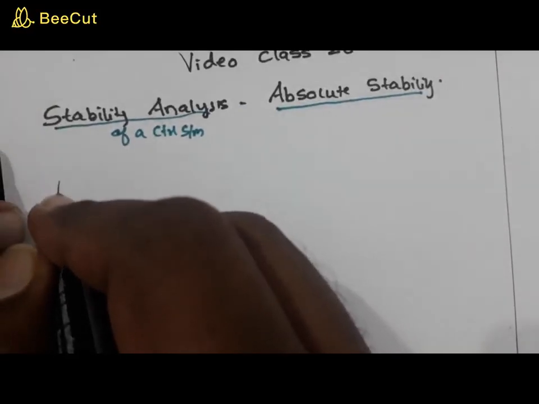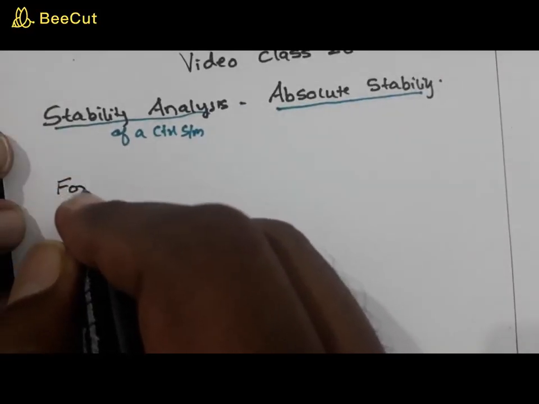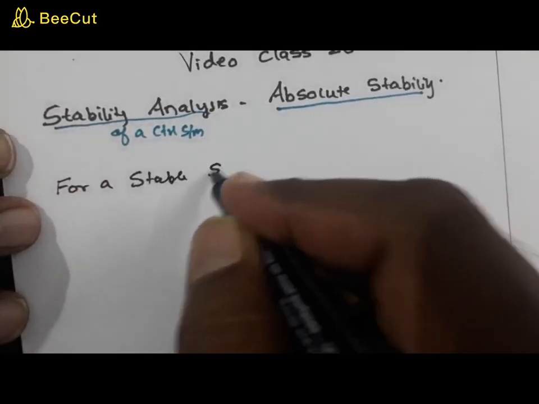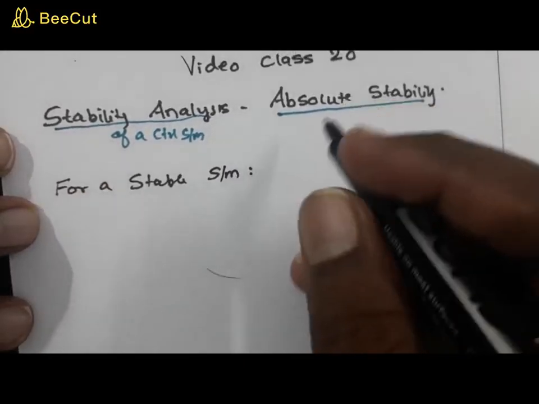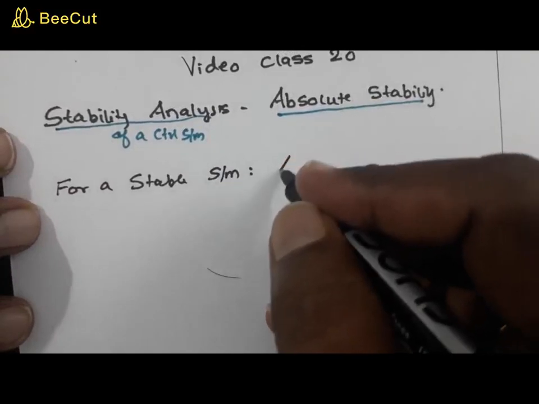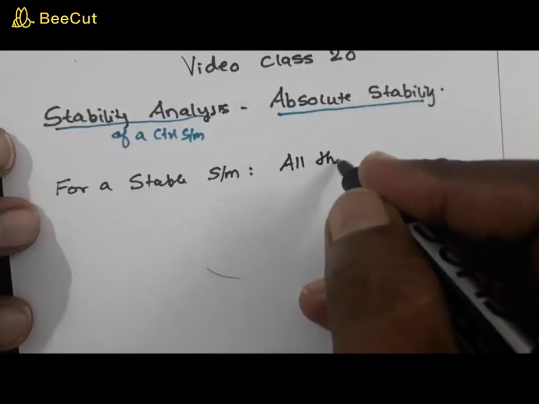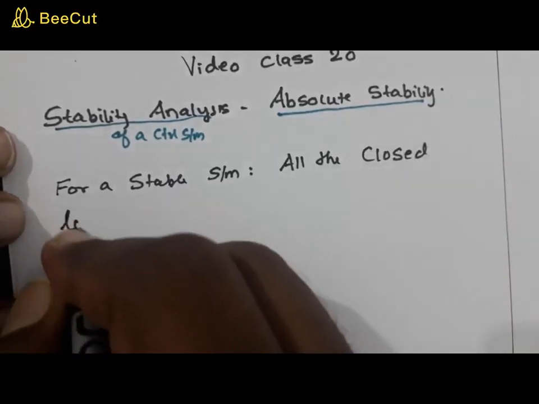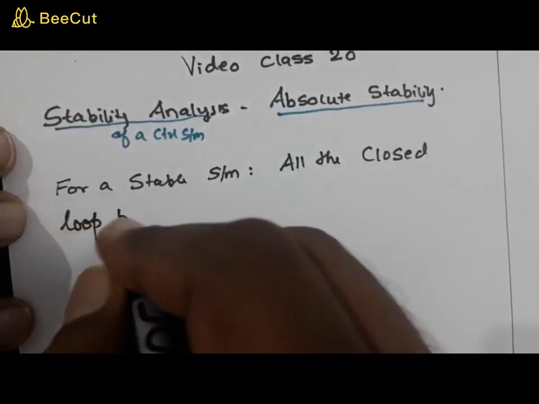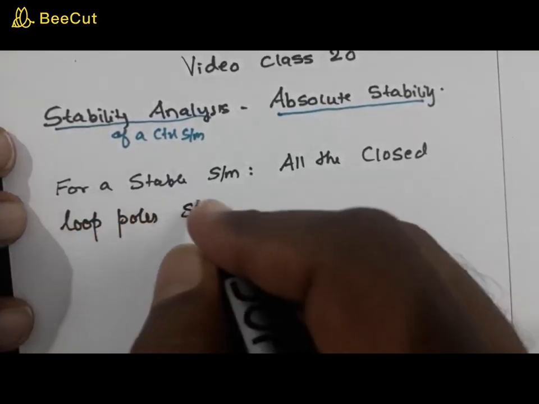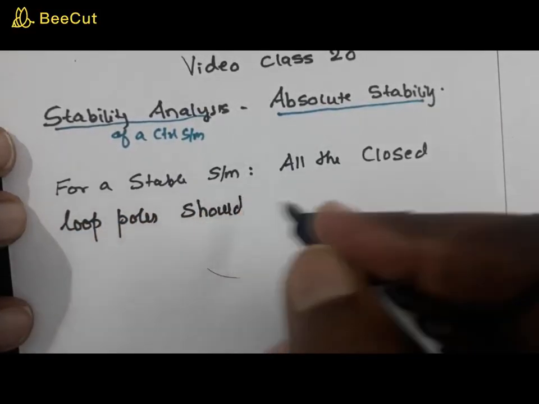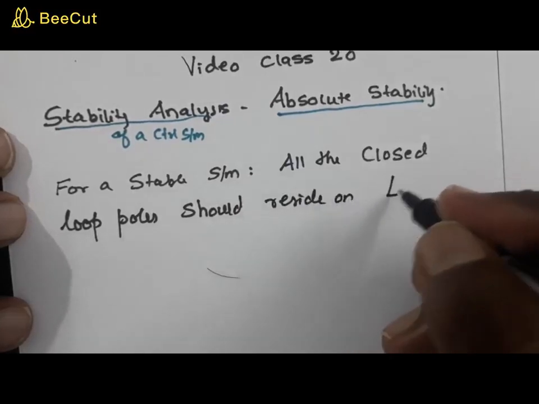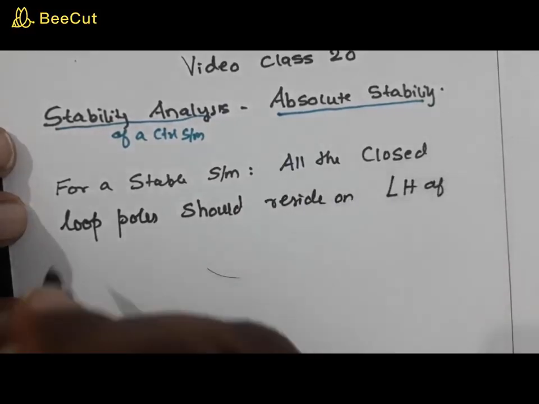Now I'm going to write a statement for a stable system. The necessary and sufficient condition is that all the closed loop poles should reside on the left half of the S-plane.